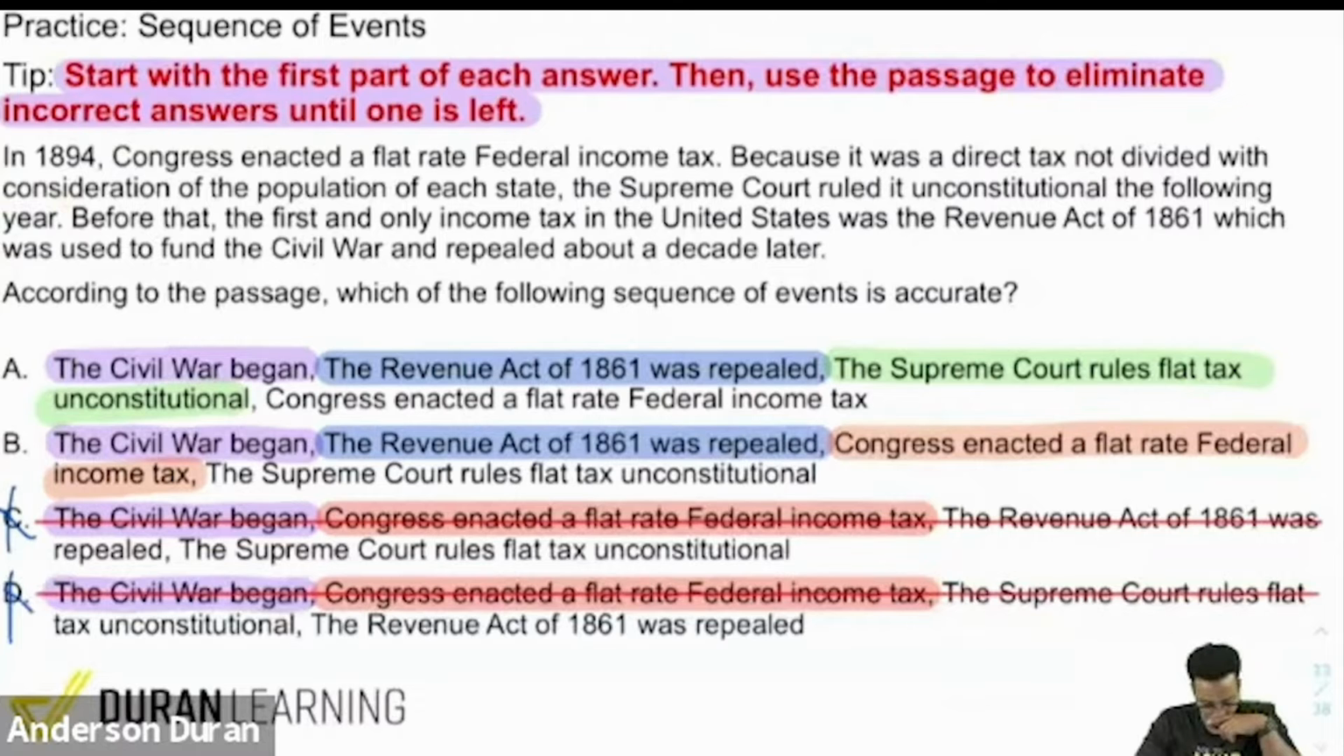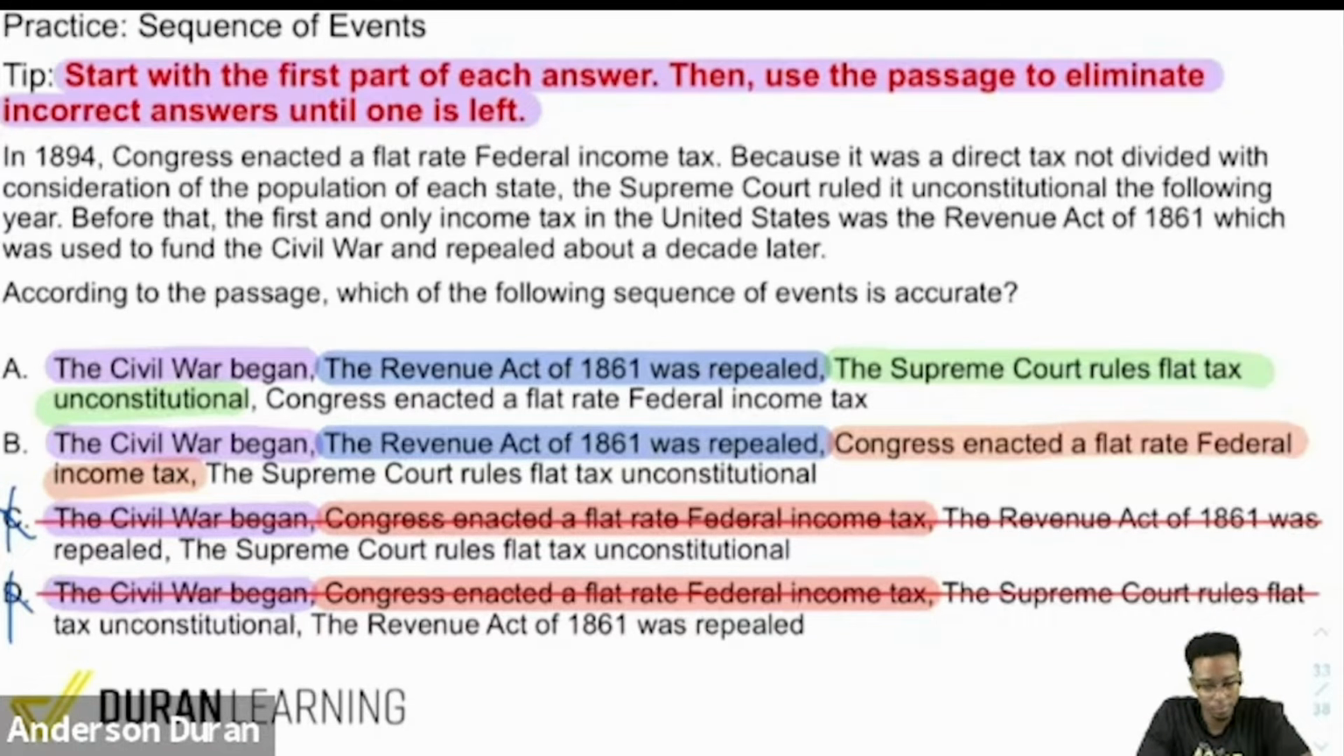The following year. So what year would that be, everybody? Do we know? We don't know yet. We don't know what the following year is. So before that, the first and only income tax in the United States was the Revenue Act of 1861, which was used to fund the Civil War and repealed about a decade later. So we're going between A and B.